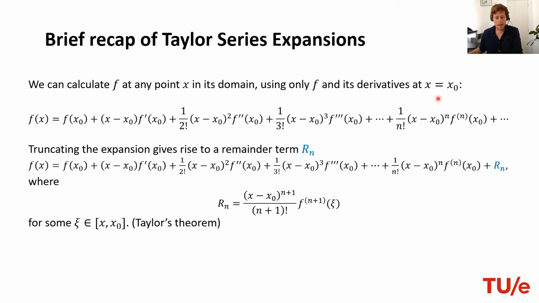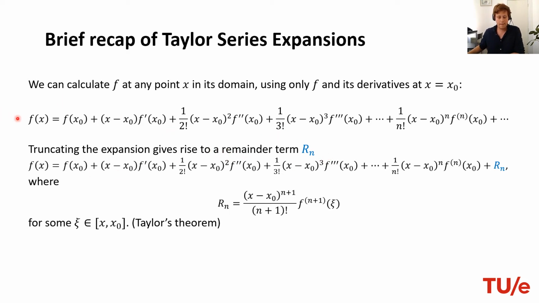Now, in the previous slides, we discussed that this series expansion can be exact if we take into account an infinite amount of terms. But obviously in a numerical setting, we cannot deal with infinities. We have to take a certain amount of terms in a Taylor series expansion, after which we will truncate the expansion. And that will lead to a remainder term.